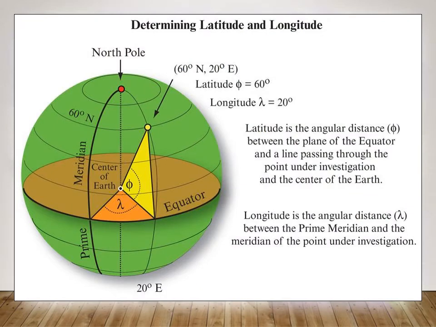So once again, these are spherical coordinates. So let's just take a look at 60 degrees north. Technically, even though we know that this dot right here is 60 degrees north, there's a line that goes through the center of the Earth and the point that's 60 degrees north, and another line that goes from the center of the Earth to the equator. That angle between there is 60 degrees. So once again, latitude and longitude are angular distances.